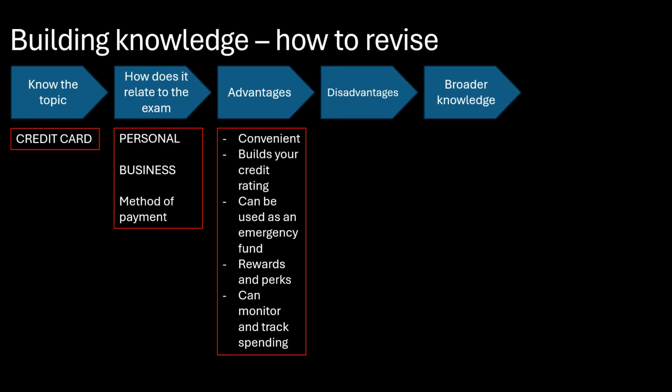Advantages are that it's a convenient way to pay for goods and services. It can also build up your credit rating so long as you pay back your credit card on time. It can be used as an emergency fund, so it's always there and available to you so long as you haven't overspent and you're within the agreed credit limit from the bank. Rewards and perks. Sometimes some credit card companies offer cashback or a point system, and obviously those are considered to be rewards and perks. And also a credit card can monitor and track your spending. There are just some advantages. Of course, there could be others, as I'm sure there are.